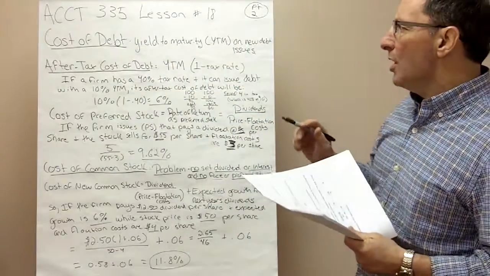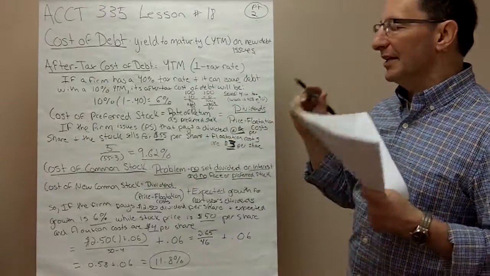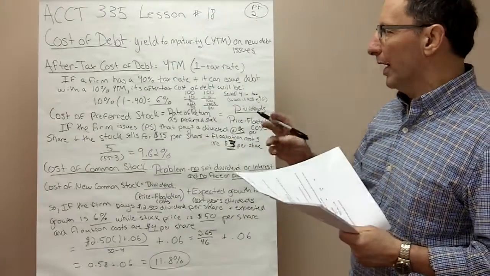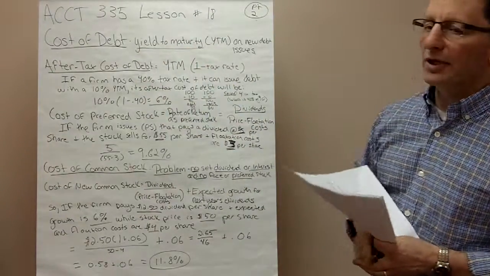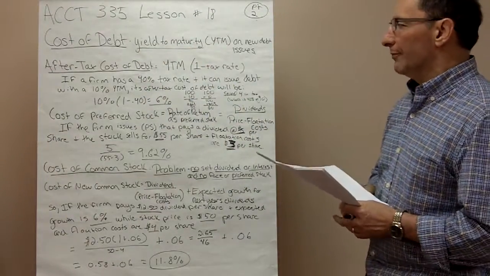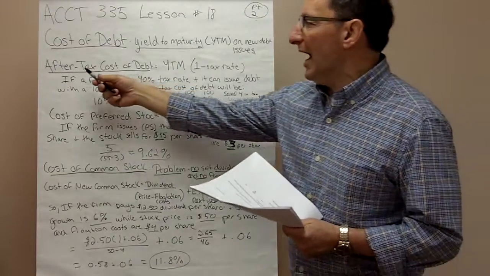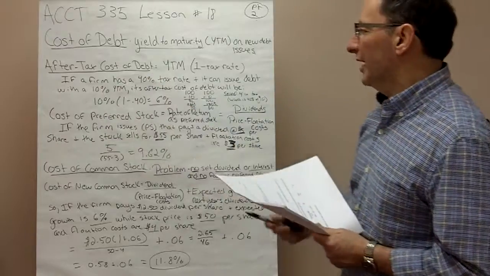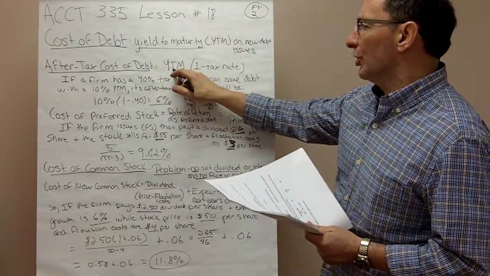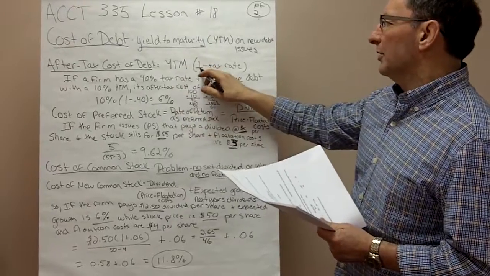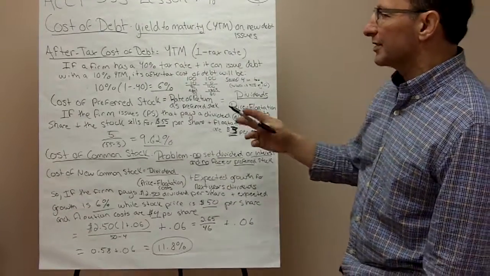All right? When you borrow money, remember that interest is tax deductible. And when we're talking about cost of debt, we're really looking at the yield to maturity on new bond issues. Now, what does it mean, the after-tax cost of debt? What you basically do is you take the yield to maturity and multiply times 1 minus the tax rate. Let's give a problem to demonstrate this.